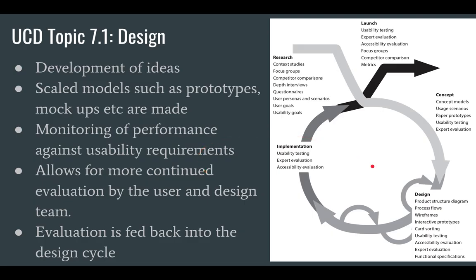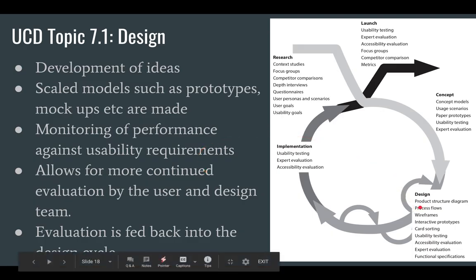Then you're going to actually design the product. So you're going to design product structure diagrams, process flow, wireframes. So this would be like a 3D model, interactive prototypes. Prototypes are working models, card sorting, usability testing, accessibility evaluation, expert evaluation, functional specifications. That's all going to go into this idea of creating some sort of design. So this is like a physical thing that you can test with people.